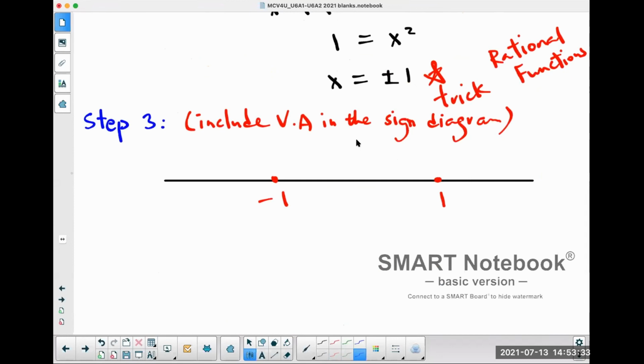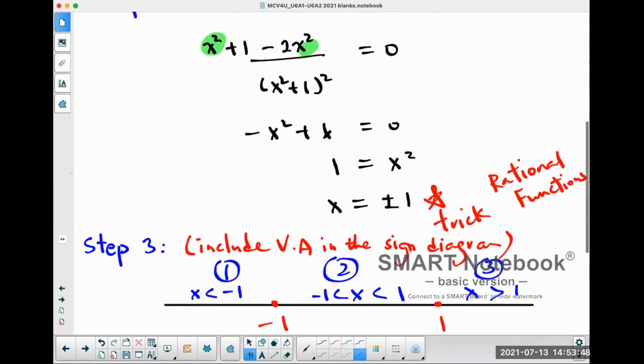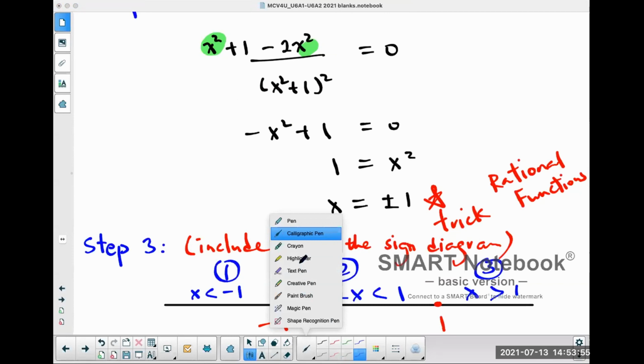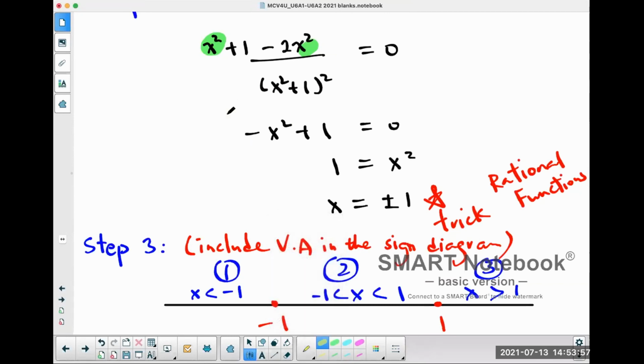Okay, so in this case, since there is no vertical asymptote to worry about, we have this little part, the middle part, and greater than 1, 1, 2, 3 regions. What's the derivative function? The derivative function is not just this little part, right? The derivative function is this whole thing. So don't forget that you actually have to include this whole thing in the sign diagram.